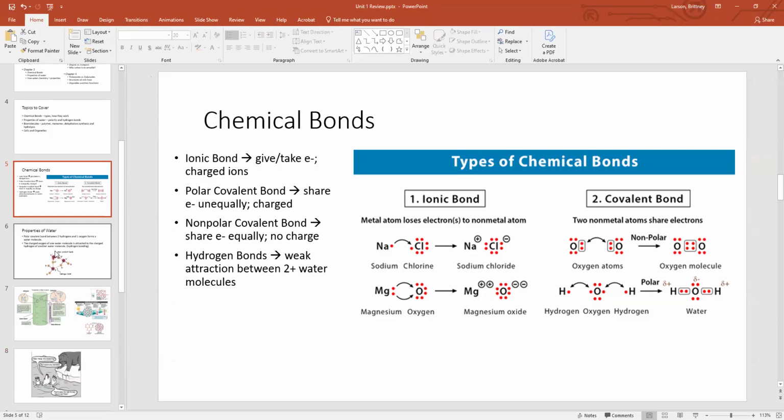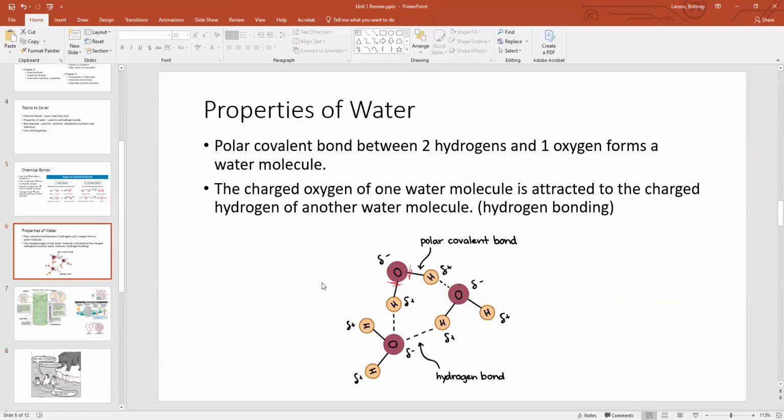That does then lead me to my properties of water, where when I see a water molecule drawn out, you'll always see polar covalent bonds or non-polar covalent bonds drawn as solid lines, because the solid line is indicating that the electron is being shared. When you see a dotted line, that's your hydrogen bond, because it's an attraction between the charges rather than a sharing of the electrons. So that's going to be that big difference there.